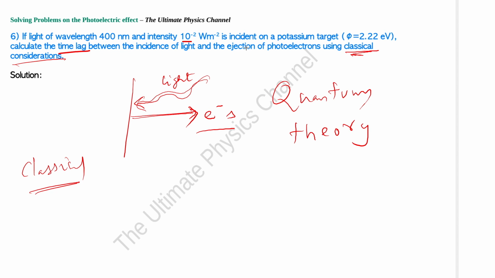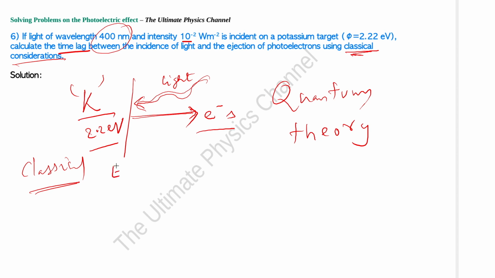So that is the question, for the given wavelength and intensity of radiation incident on the metal surface here, which is potassium. 2.2 eV is the work function given. Right, so first we can proceed to calculate the energy of the incident photon for a wavelength of 400 nanometers.